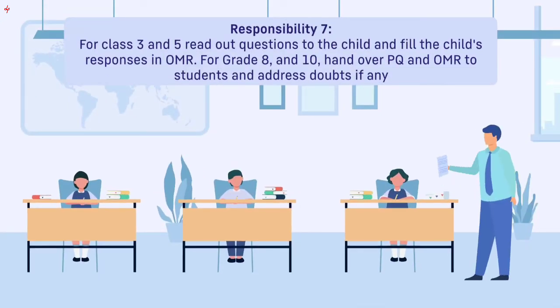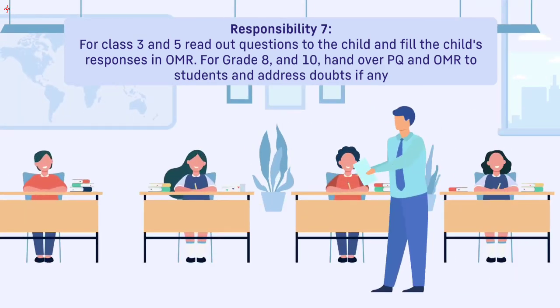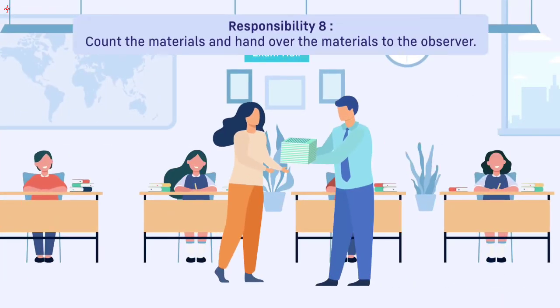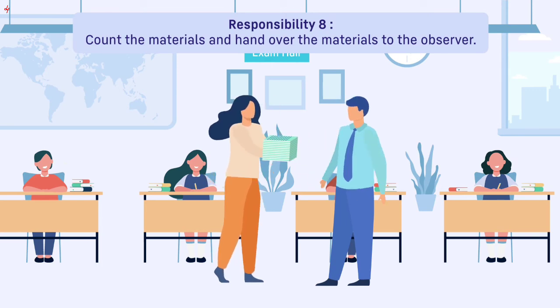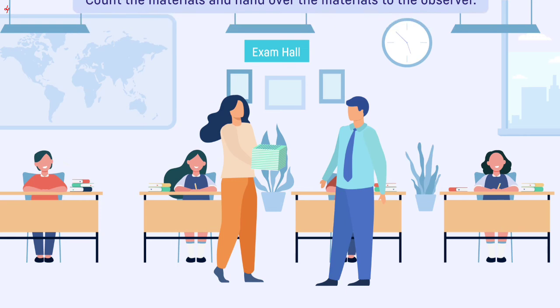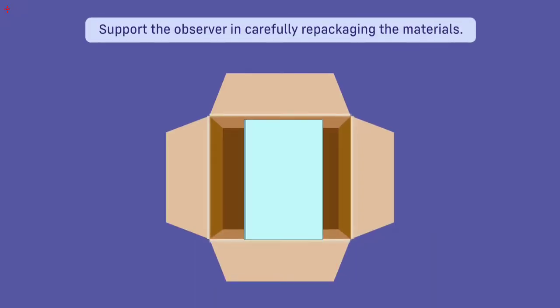PQ for grade 3 and 5 will happen in an interactive mode, with you reading out questions to the child and filling the child's responses in OMR. For grade 8 and 10, hand over PQ and OMR to students and address doubts if any. Upon completion of all these tasks, count the materials and hand over the materials to the observer, who shall count them again in your presence. Please support the observer in carefully repackaging the materials.